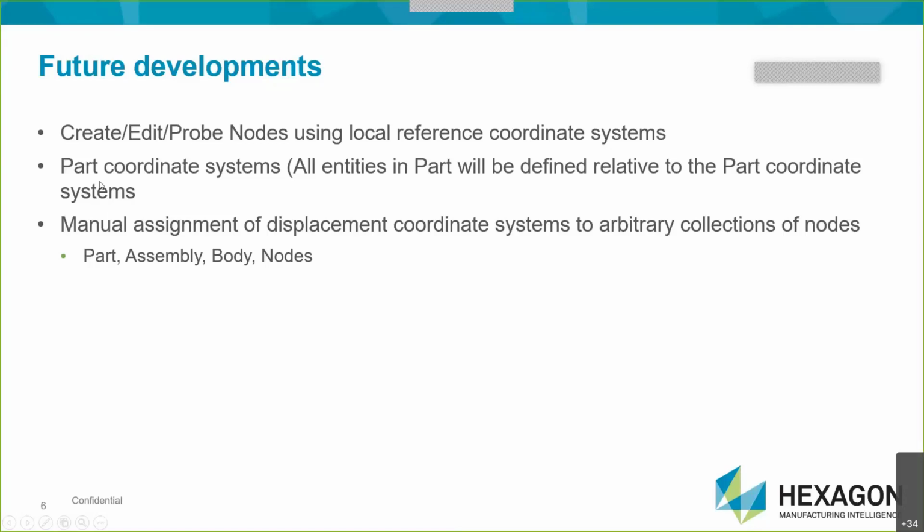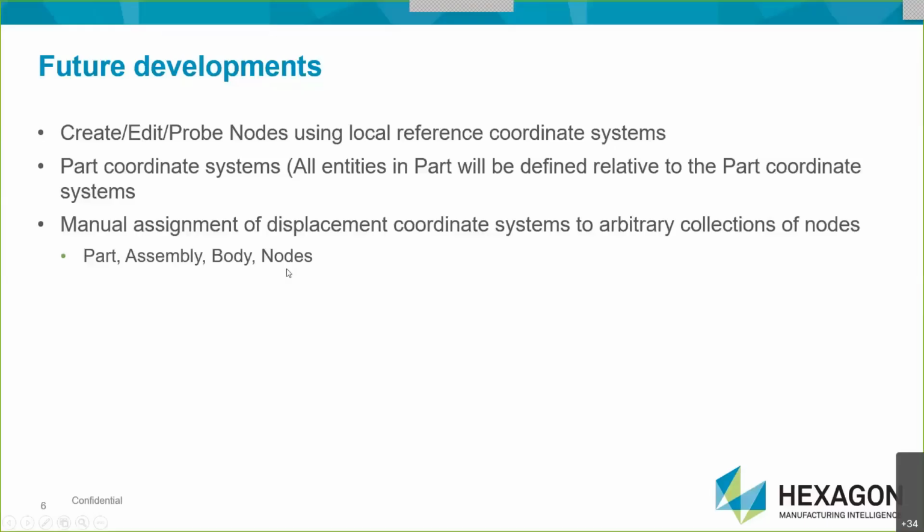It would just, of course, it will be assemblies. So I can easily rotate parts or easily rotate entire assemblies just by modifying the coordinate system. These coordinate systems will also be written out to the Nastran deck. And we'll also support manual assignment of displacement coordinate systems to basically arbitrary collections of nodes. So picking parts, assemblies, bodies, or just a window picking a bunch of nodes and assigning a displacement coordinate system to those. These are not in the current release, but they are something that we're looking at adding in a future release.